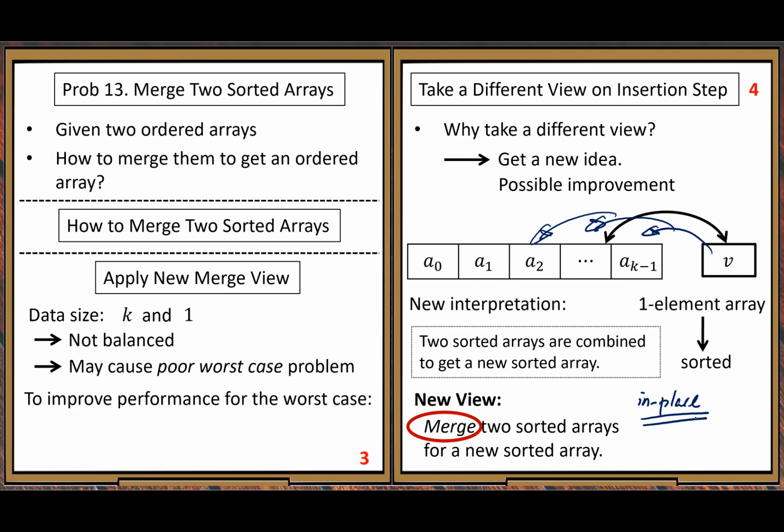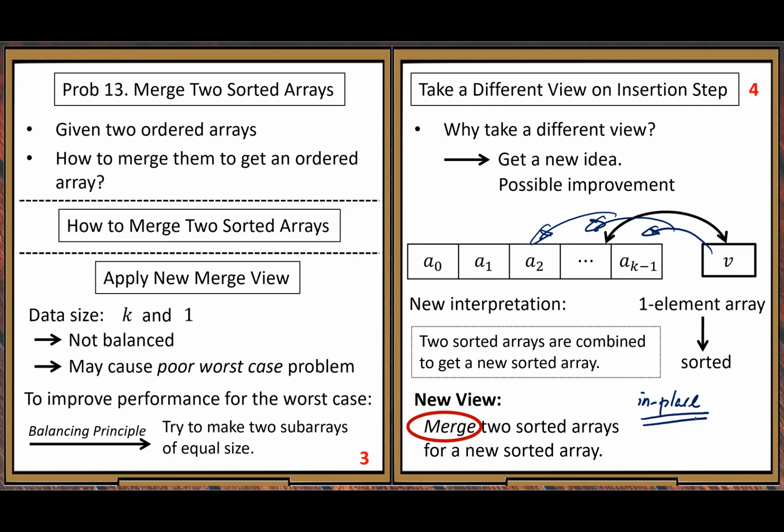To improve performance for the worst case, we use some balancing principle. Because this is a principle, it's not a theorem, so we cannot prove it. Based on our experience, we just realize when the data is distributed in a balanced way, we can get a better solution. Try to make two subarrays of equal size.